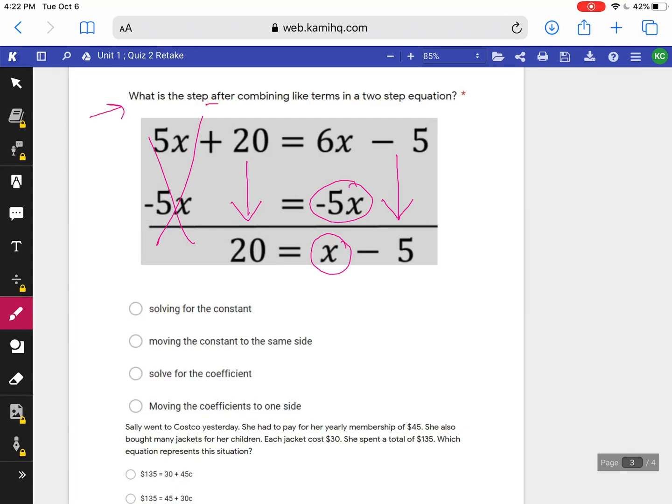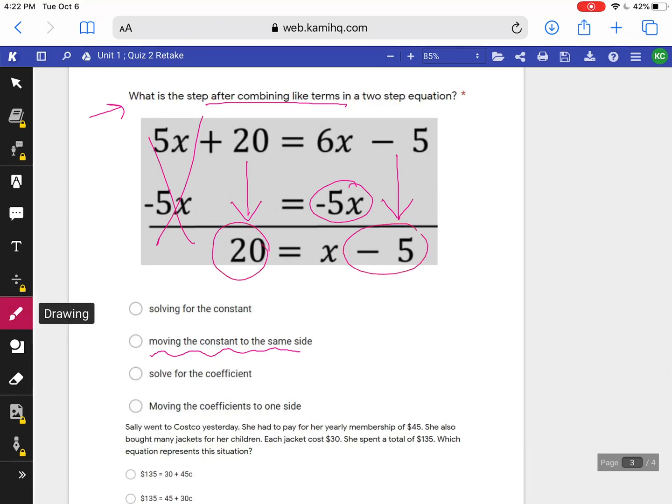What step comes after combining our like terms? Well, we want to isolate the x, so we have to move this constant. Well, it's a -5, so I have to add 5. Now, if I'm thinking about this, am I solving for the constant? Well, the constant is -5. Am I moving the constant to the same side? At this point, I can see that I have two constants.